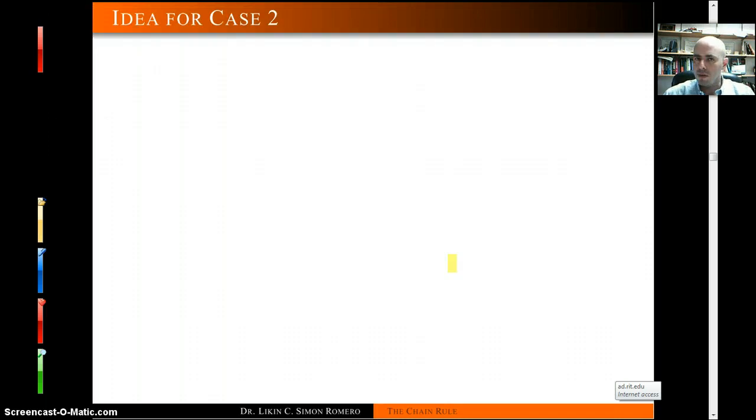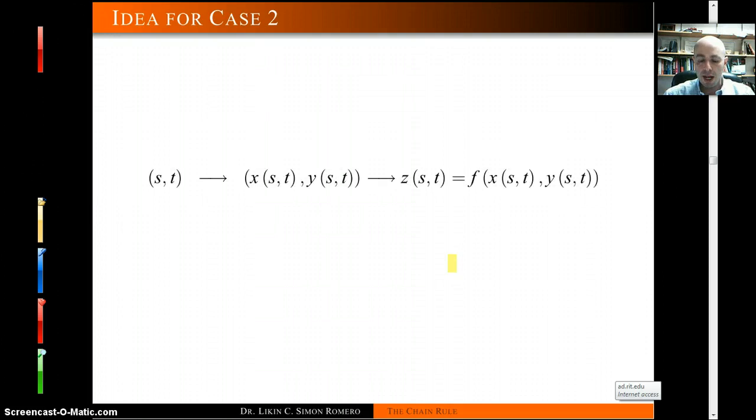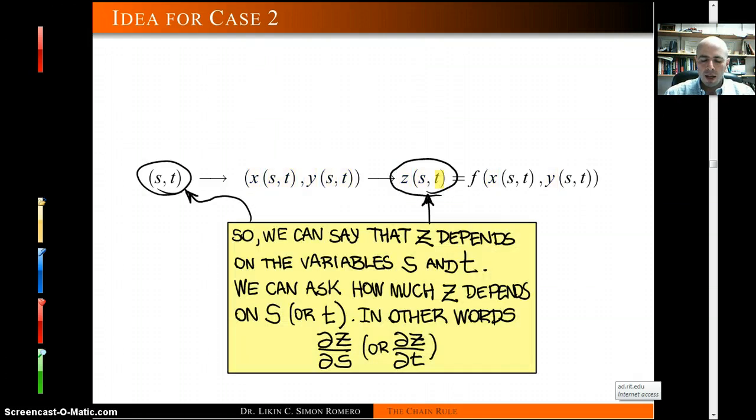The idea for case 2 is pretty similar to the idea for case 1, actually it uses the idea from case 1. So suppose now that x not only depends on one variable but on two variables. x depends on s and t, y depends on s and t, and now c depends on x and y. So indirectly c depends on s and t. How much c depends on s and how much c depends on t, that's going to be our question. In this particular case, let me just work only on how much c depends on s.